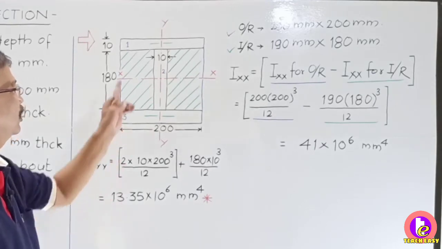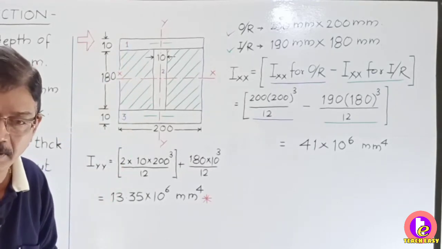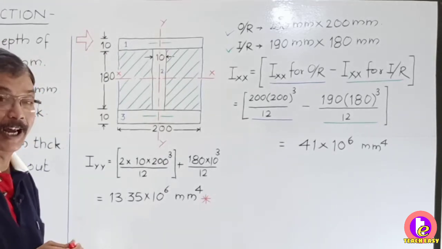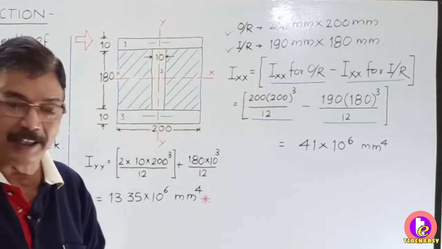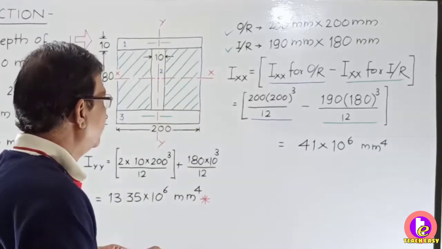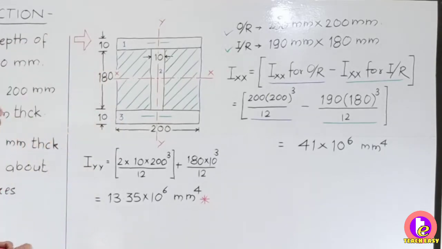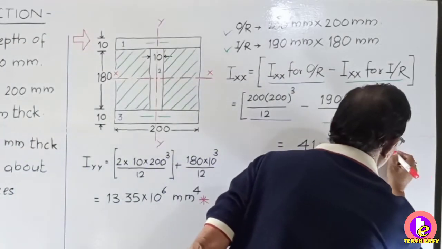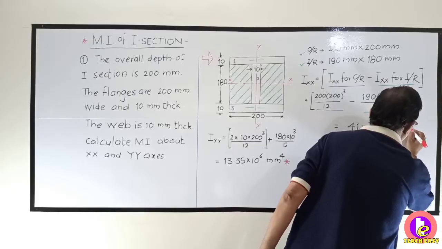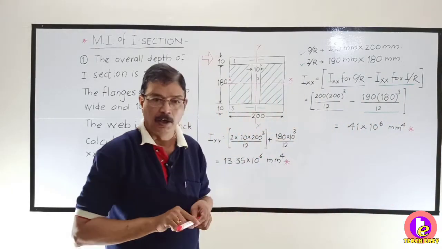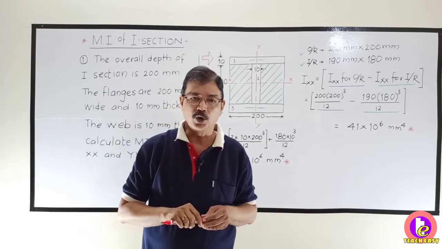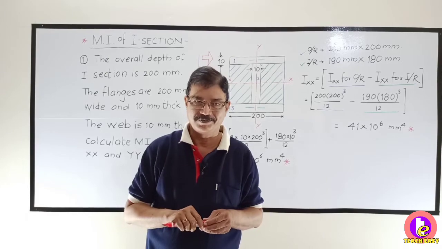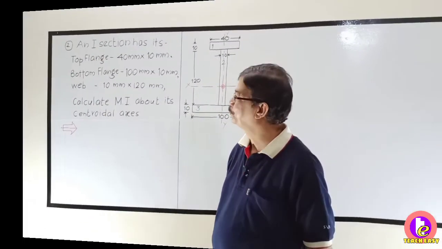Again, I will repeat, because top flange and bottom flange are of same dimensions. It is symmetrical. For symmetrical section, you can make use of symmetry, that is outer rectangle minus inner rectangle. So, Ixx is Ixx for outer rectangle minus Ixx of inner rectangle. And the answer comes out to be this one. Do you follow? Let us go for the second problem.